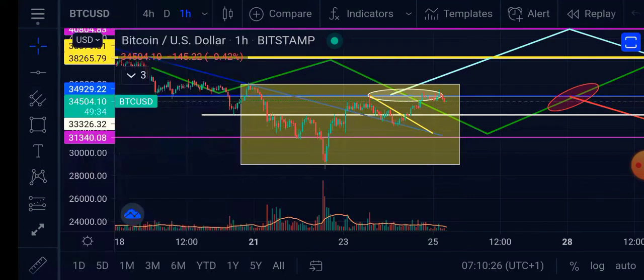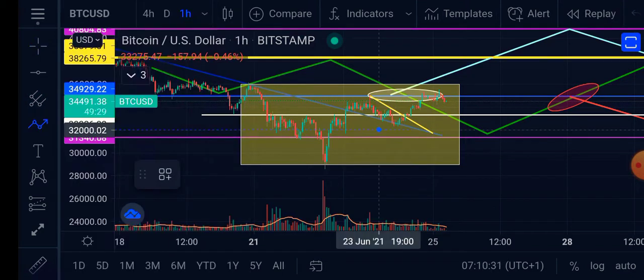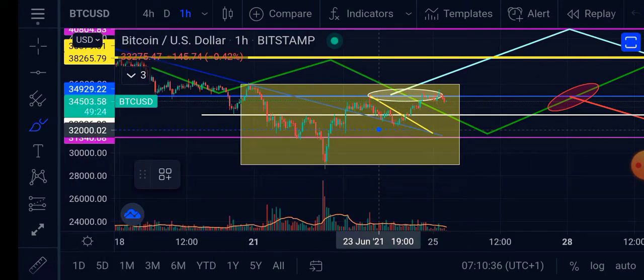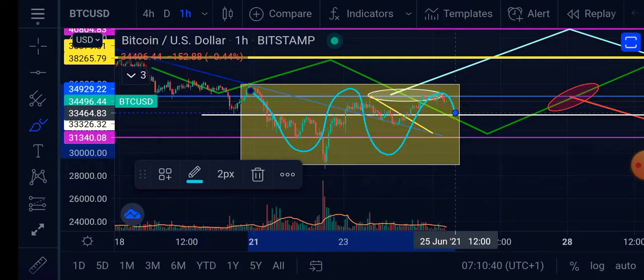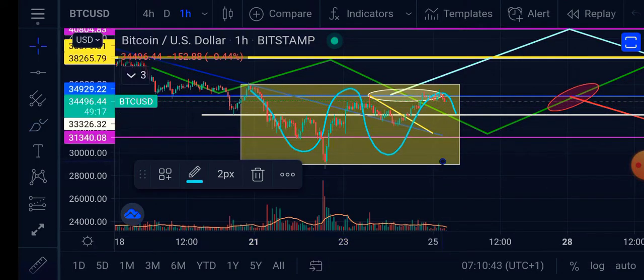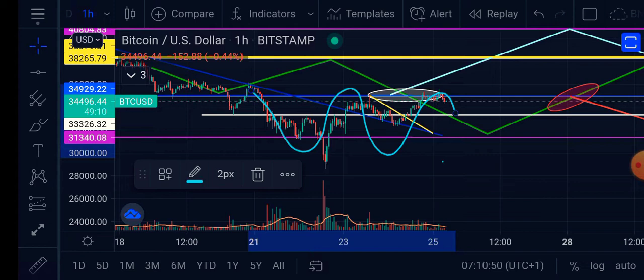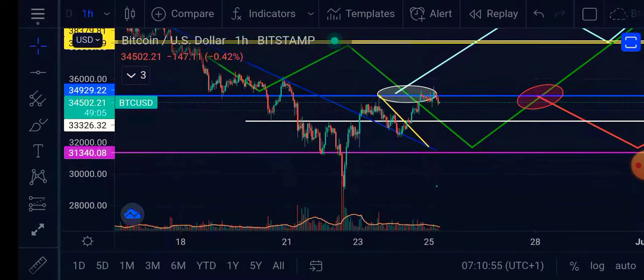Okay, so we're actually having this range within this rectangle. Now where are we likely to go from here? Let me delete this so that it's clearer. What we can deduce is that we are currently having a range within the larger range, and this range is happening at the range bottom.